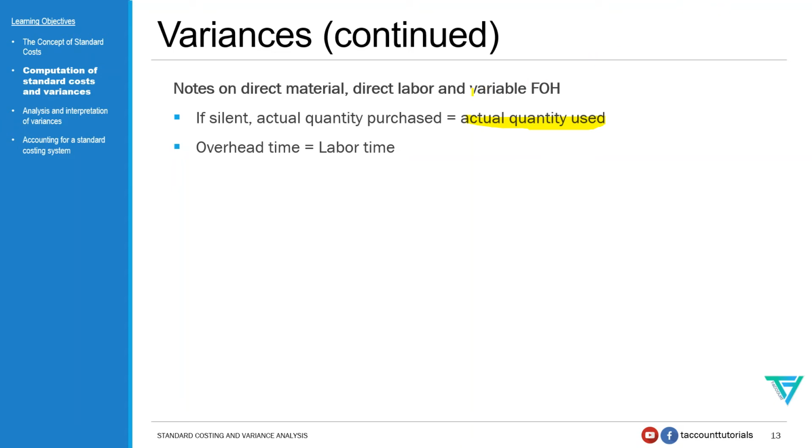For variable factory overhead, usually the application base which is being used is the labor time as well, right? So this is an assumption applicable to most of the problems. However, of course, if the problem provides for a different overhead time versus a labor time, then we should be making use of the more relevant figure. For example, if the problem asks for direct labor variances, we should use the direct labor time. But if the problem is focused on variable factory overhead, then we should use the given overhead time, right?